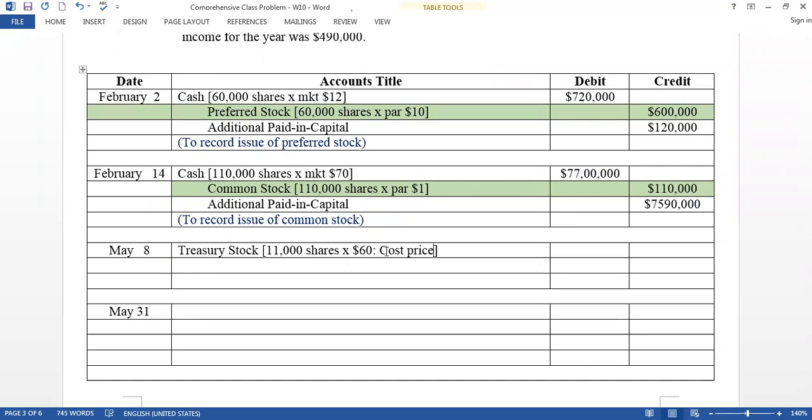Whenever we are going to record treasury stock, we should always follow the cost price. This is the important point here, right? Whenever we record treasury stock, it should be at the cost price. So we buy back 11,000 treasury stock and we pay $60 for the cost, and it is $660,000 for treasury stock, and we pay it in cash.